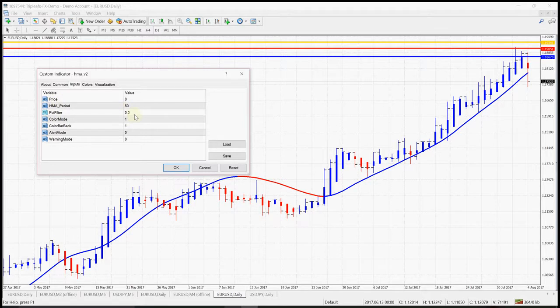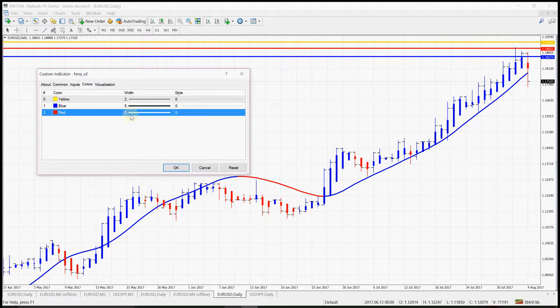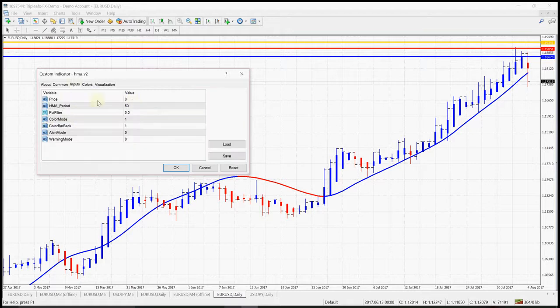Right, so on this HMA, we have the price set to 0, period is 50, percentage filter is 0, color is 1, alert 0, no alert. Okay, if you want to be alerted, you can set this to 1. Okay, look at the color. Blue is for bullish, red is for bearish. The yellow color is just intermediary, which is not actually used, but these two colors are the most important. Okay, so that's how we set our HMA.